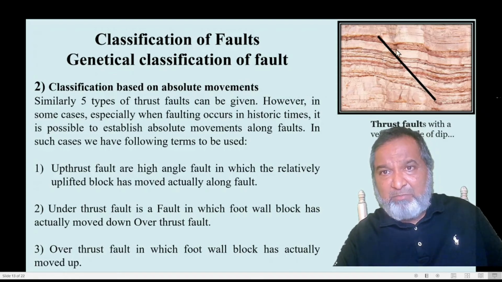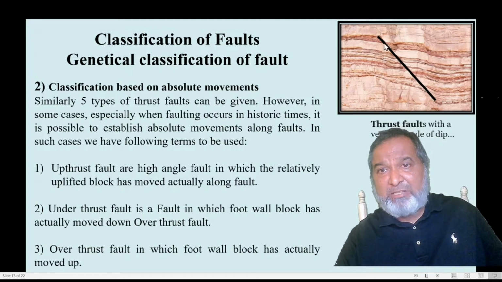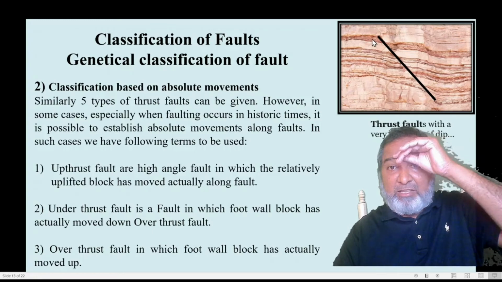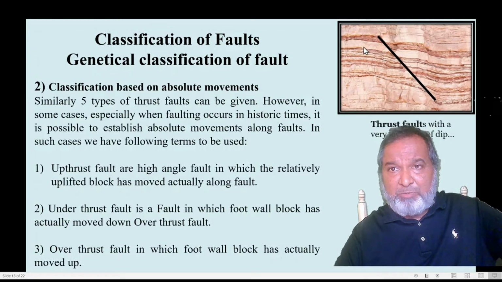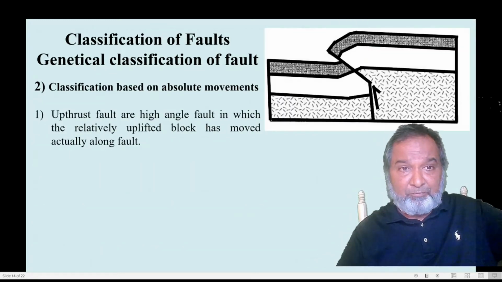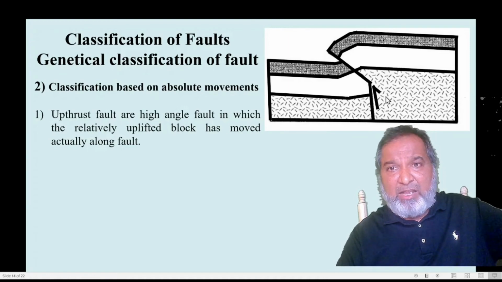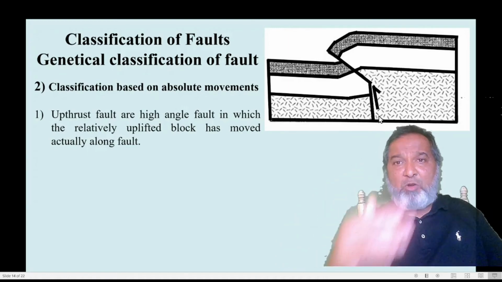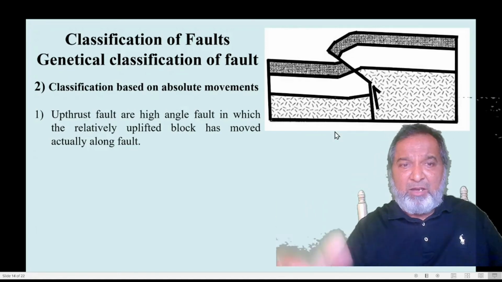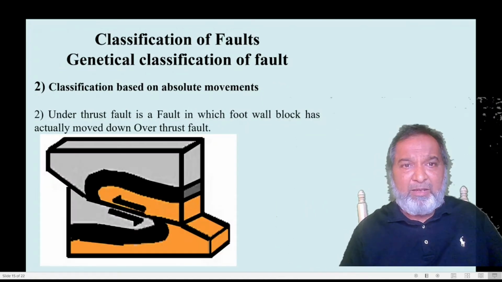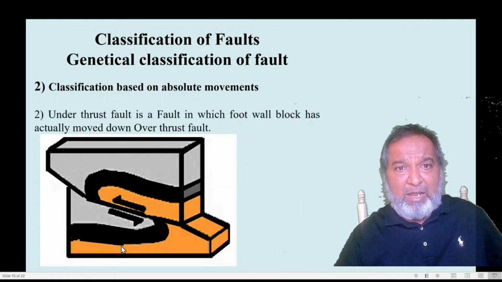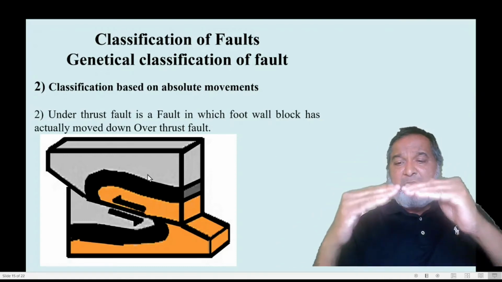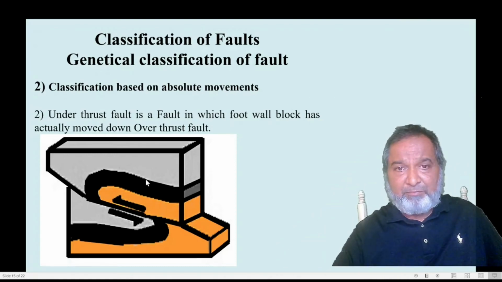So here in this case, you can make out clearly the thrust fault with a very low angle of dip. So very low angle of dip is there, and now this particular part has gone up, footwall has gone up with respect to the hanging wall. Upthrust faults are the high angle. You can see now upthrust, hanging wall has gone up. You can make out over there, the actual movement has taken place. Under thrust fault, in which hanging wall goes up and there is the overlap, one above the other, one exactly sitting on the lower side.